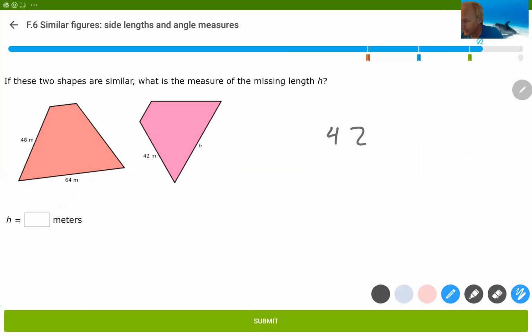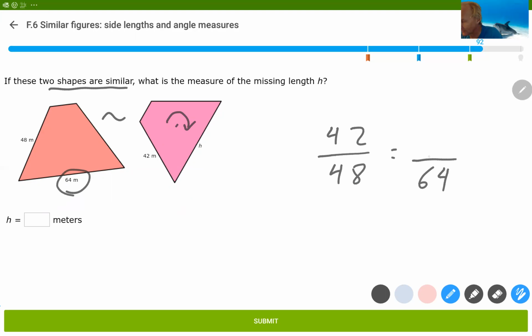42. Again, I'm going to rotate this in this direction. Rotating it means the 42 matches with the 48. One way to say that these two shapes are similar is by writing this little squiggle here. 64, since the 48 is in the denominator, the 64 has to go in the denominator. Just be careful. Make sure that you write the pink triangles in the numerator, the orange triangles in the denominator.